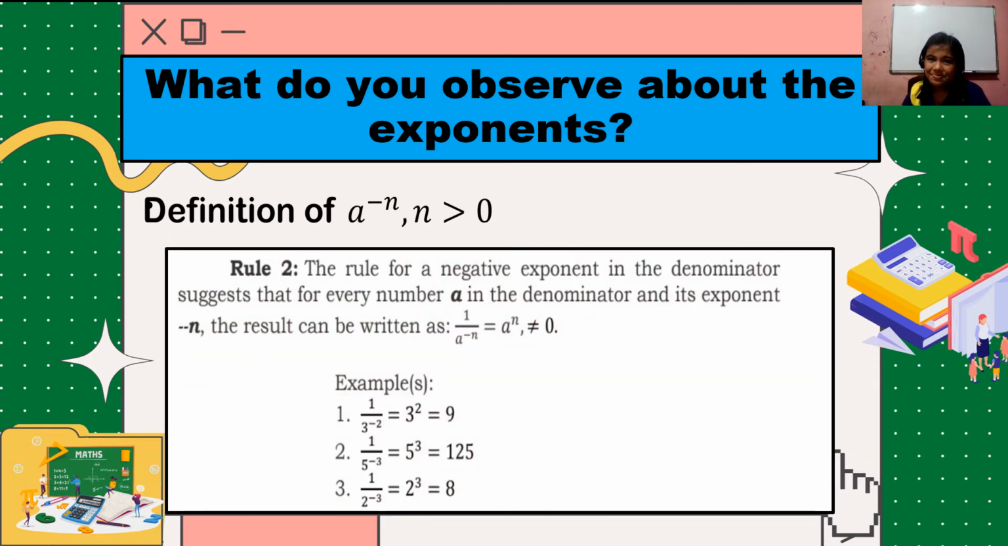Okay, eto naman, yung isa pang rule ng negative exponent. The rule for negative exponent in the denominator suggests that for every number a, the denominator and its exponent negative n can be written as a to the n. So, pag nasa baba naman yung negative exponent mo, lipat mo siya sa taas. Okay? So, naging a to the n siya. Provided, again, that n is not equal to 0, that a is not equal to 0.